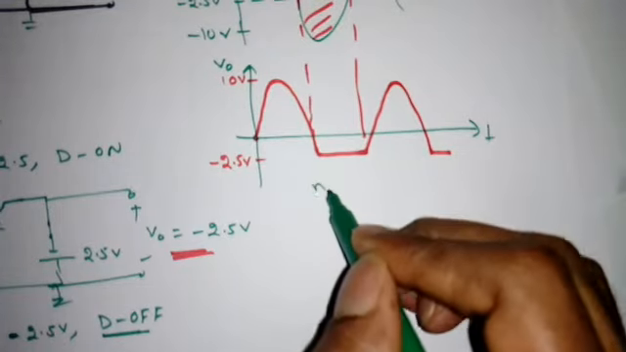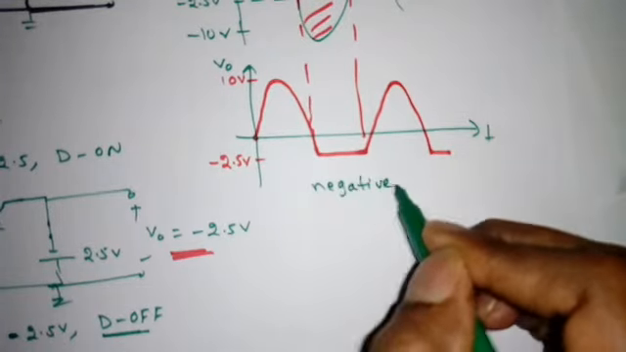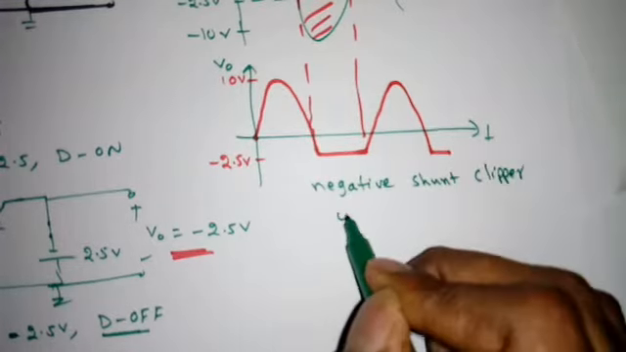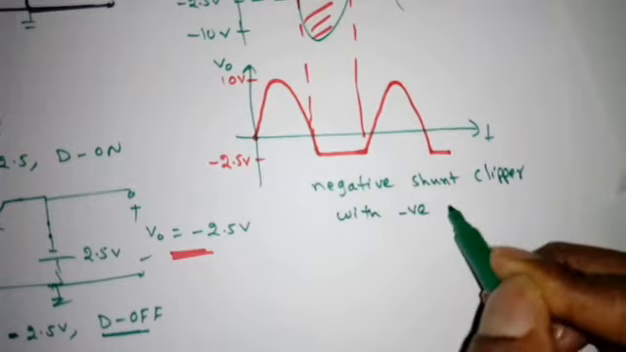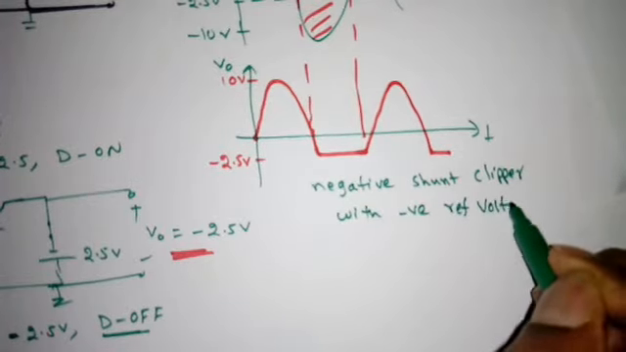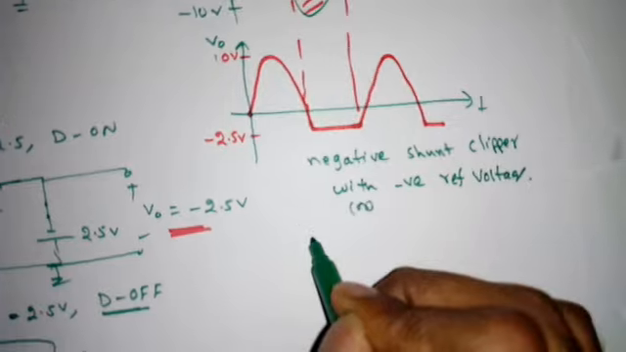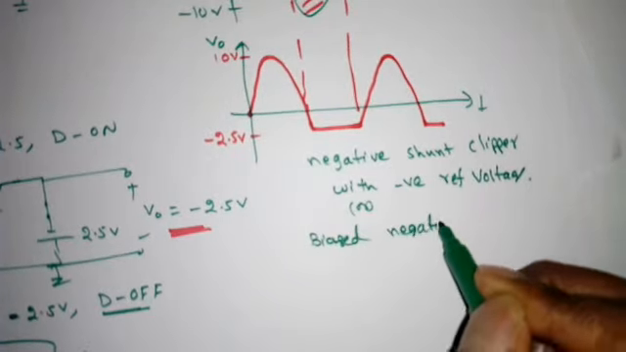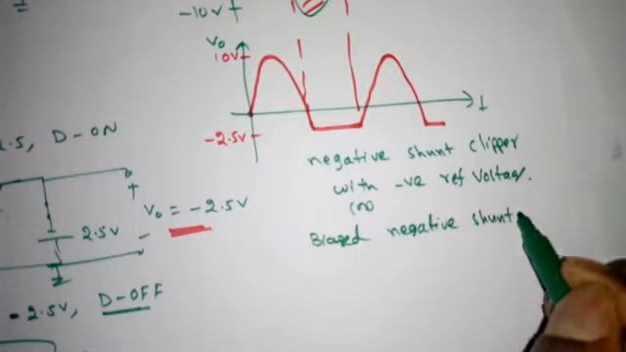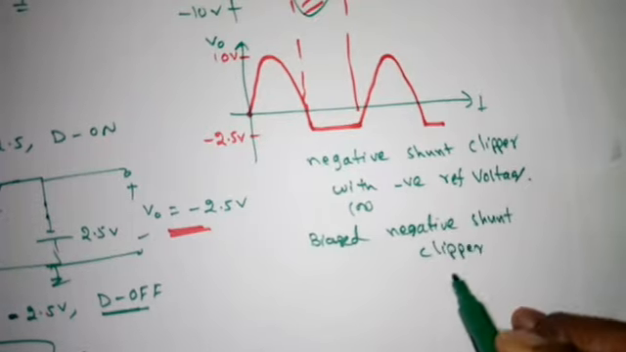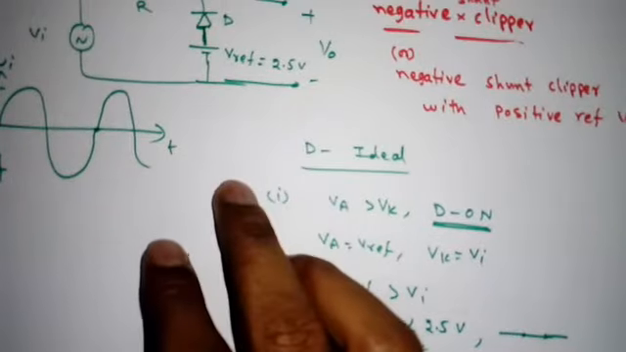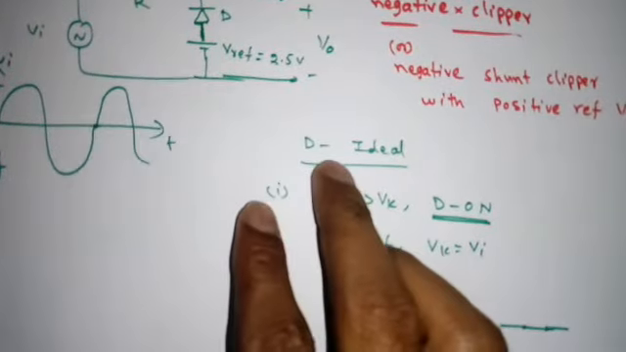So negative shunt clipper with negative reference voltage, or biased negative shunt clipper, right? Both are the same. So this is when the diode D is ideal. So we are discussing the negative clippers. We started with the case when the diode D is ideal.